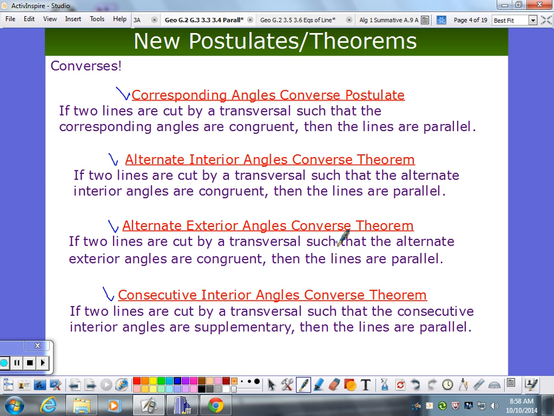Yes? Well, you have to tell us that. Remember, not all converses are true. So this one's a postulate. They're basically telling us it's true, but the theorems are proving that it's true.